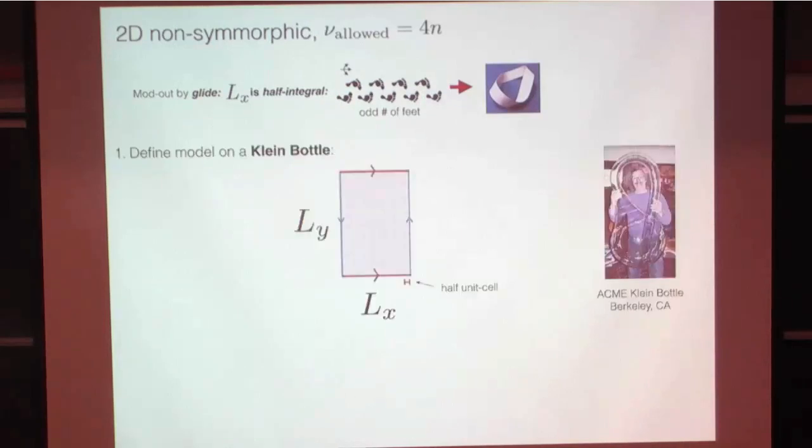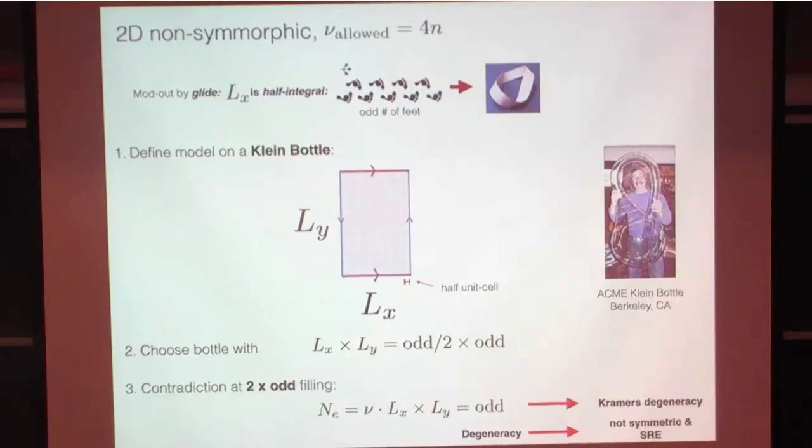So in 2 dimensions, the way I'll generalize this is to define the system on a Klein bottle. So I make it periodic in the y direction and then mod out by a glide in the x direction. And if you choose Lx to be odd and this to be odd over 2, we're guaranteed that the volume, the number of unit cells in this Klein bottle, is an odd number times an odd number divided by 2 because of this glide.